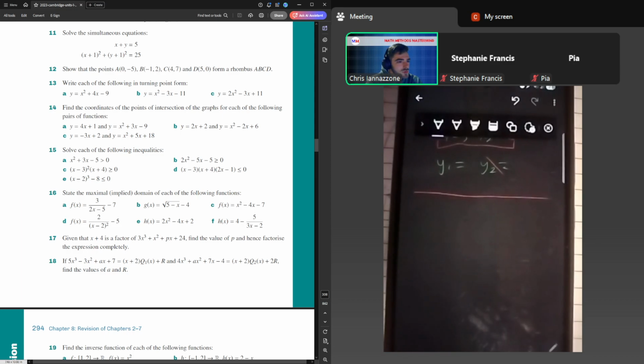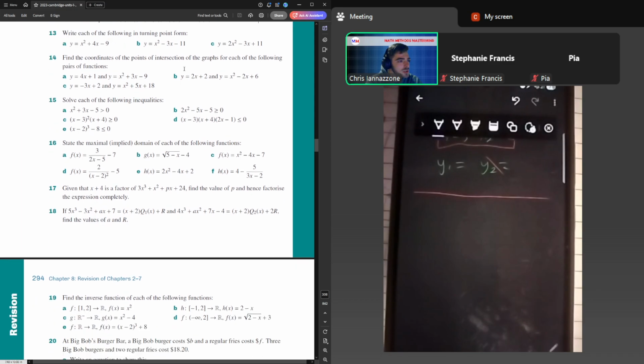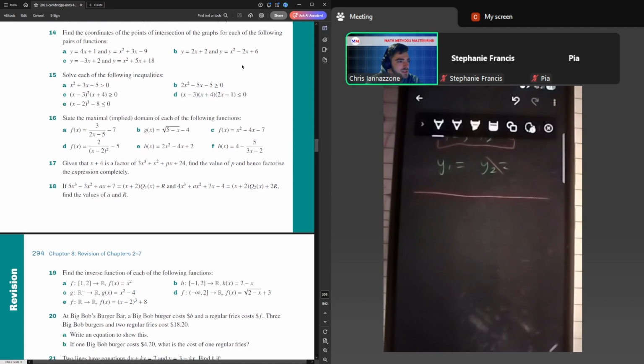Show that points form a rhombus. Yeah, whatever. That's a pretty weird question. Turning point form we've already seen. Intersection. I mean, we'll briefly talk about it. Question 14. Finding the coordinates of intersection between graphs.